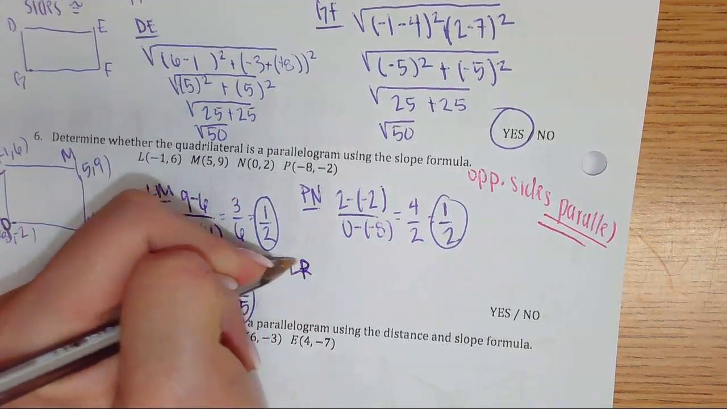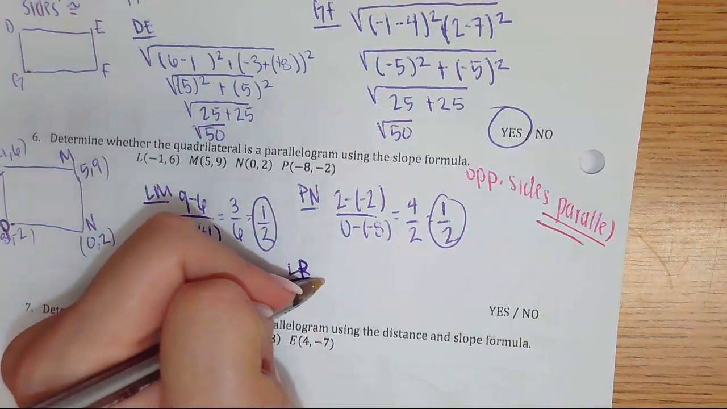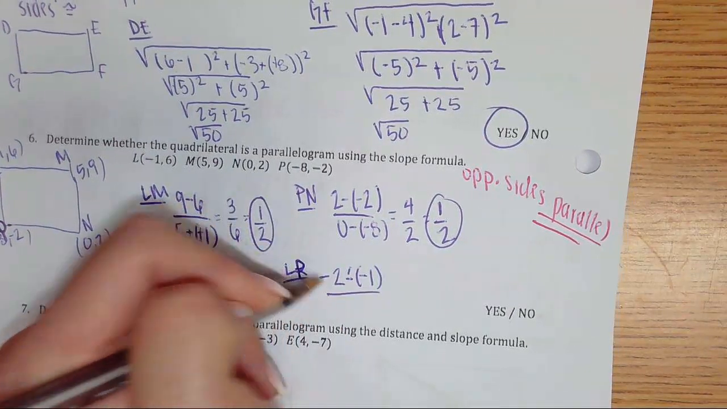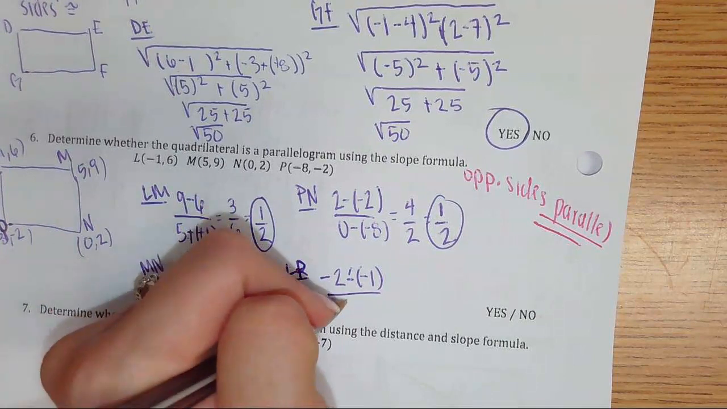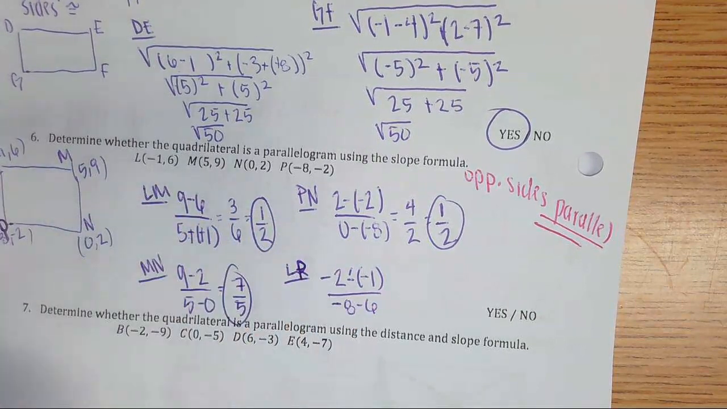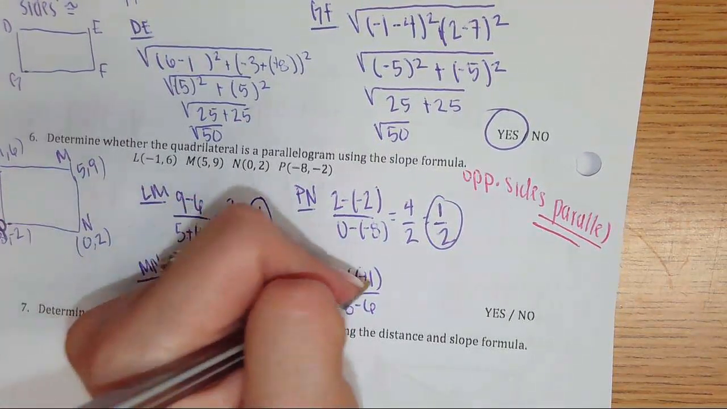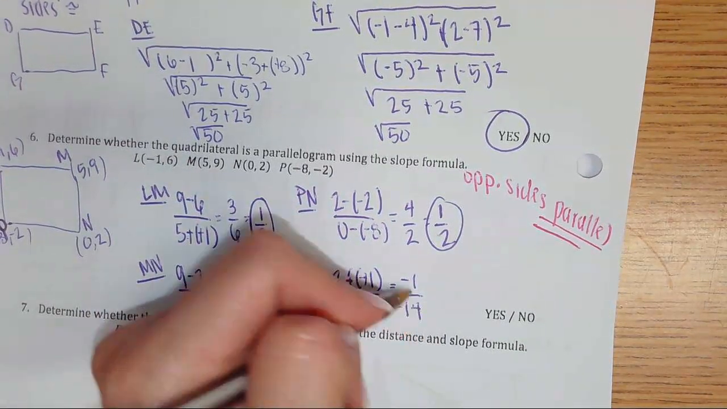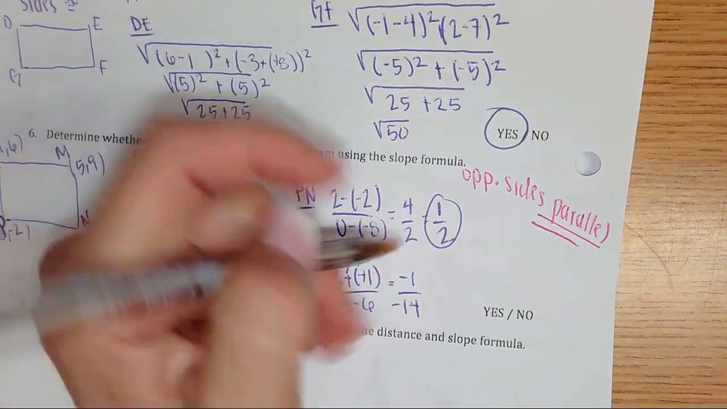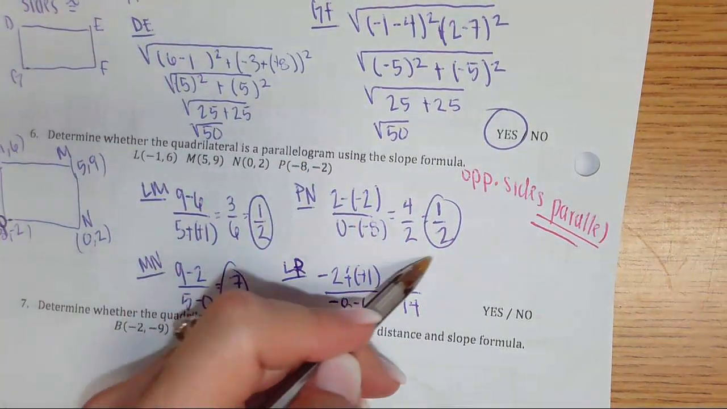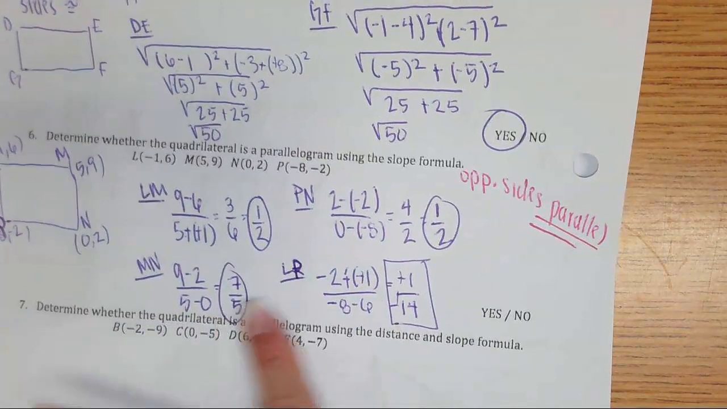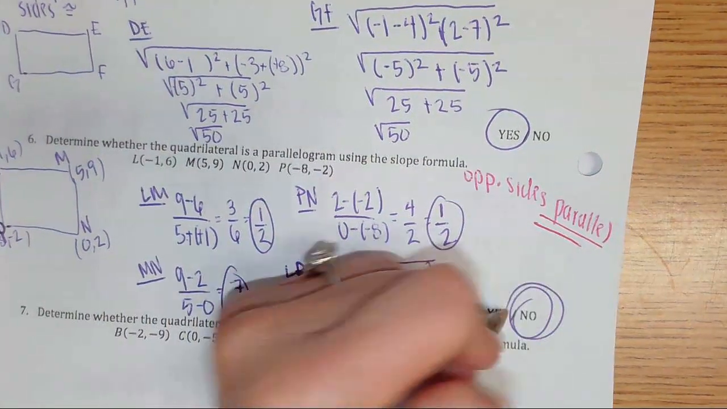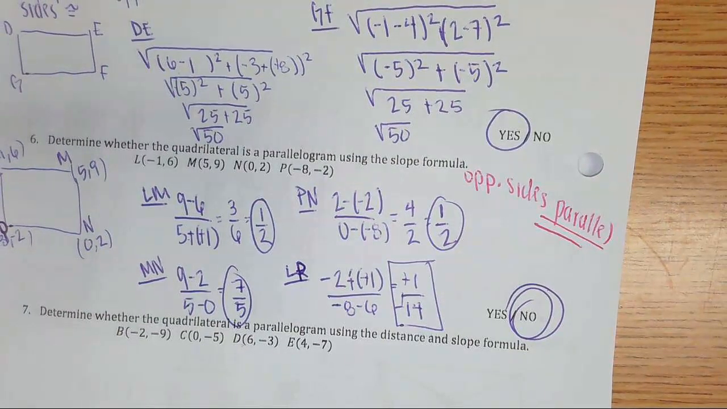I'm going to do negative 2 minus negative 1 over negative 8 minus 6. All right, 2 negatives make a positive, so I'm left with negative 1 over negative 14, which those negatives would cancel out. All right, and this slope is not the same as 7 over 5, so no, this is not a parallelogram.